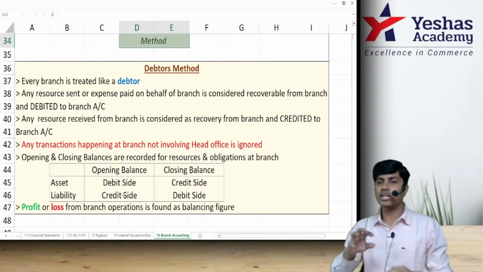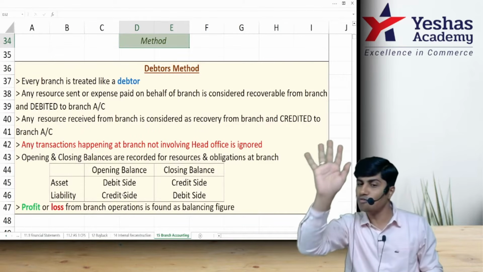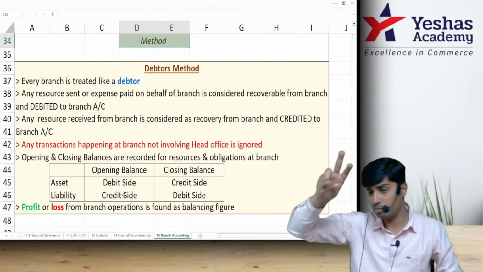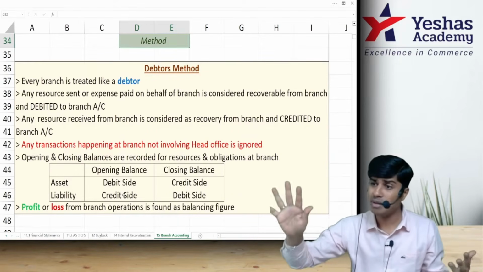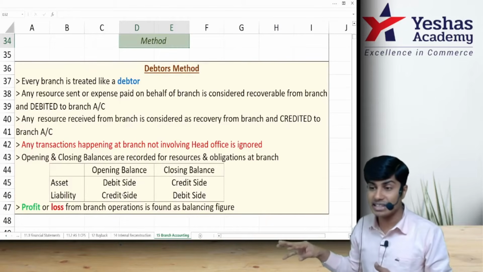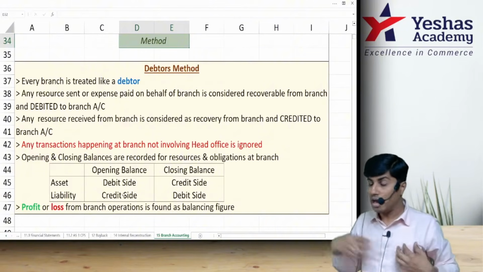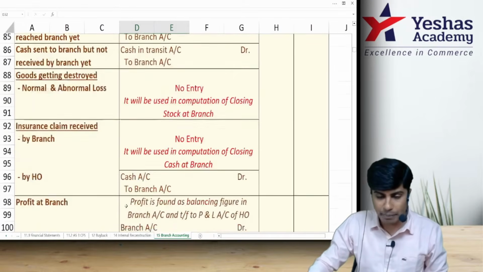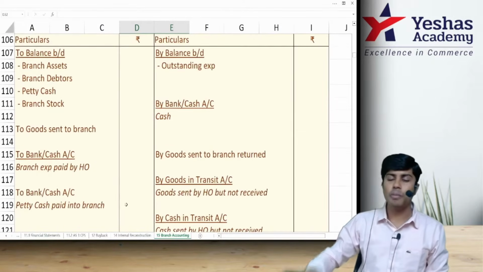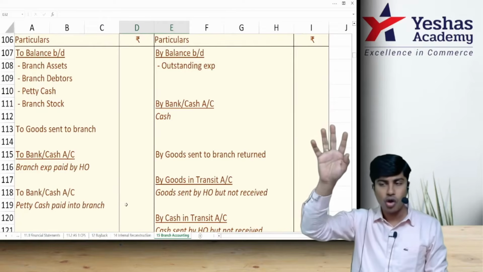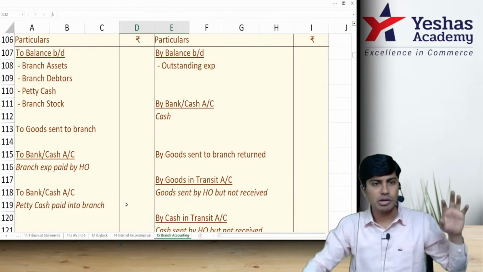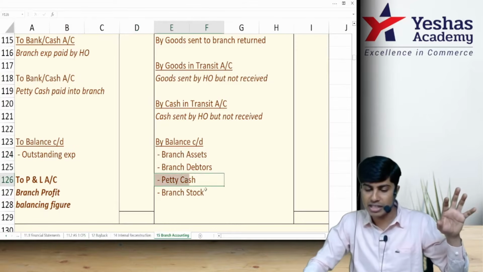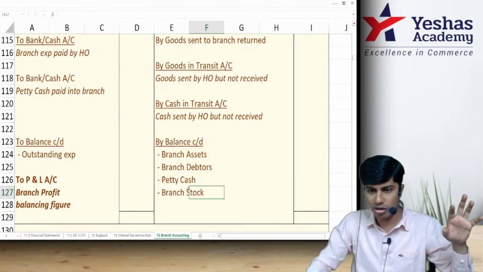In each branch account, on the debit side I'll write the opening balance of assets in the branch. It can be stock, furniture, any other asset, cash balance, bank balance, debtors, everything that's there at the branch as an asset is mine, and I'm supposed to receive it from the branch. So in my branch account, I would write all the opening balances of assets on the debit side. All the closing balances of the same assets will be written on the credit side. See, branch assets, branch debtors, branch cash, branch petty cash, branch stock, all of them.